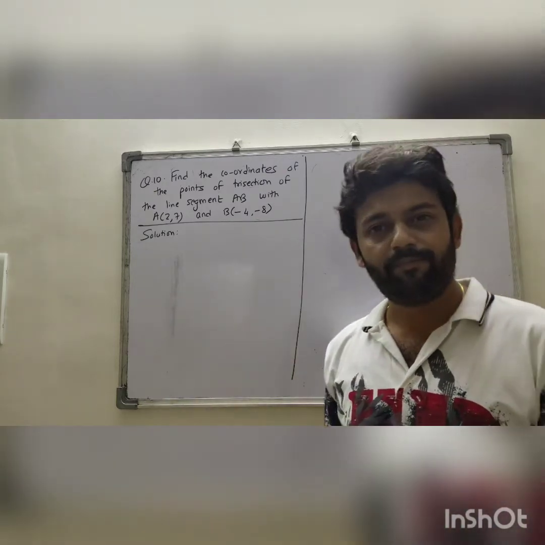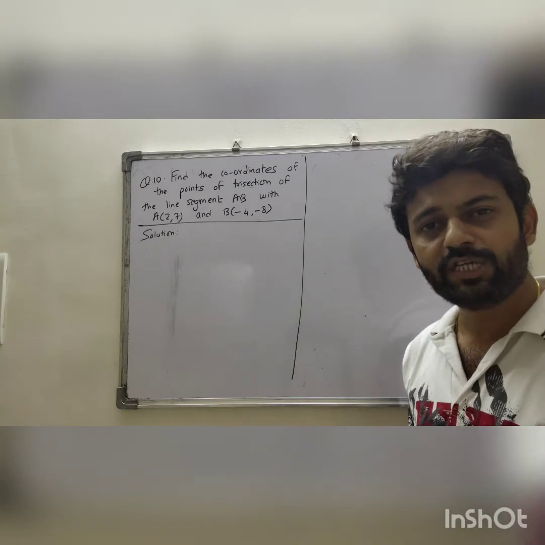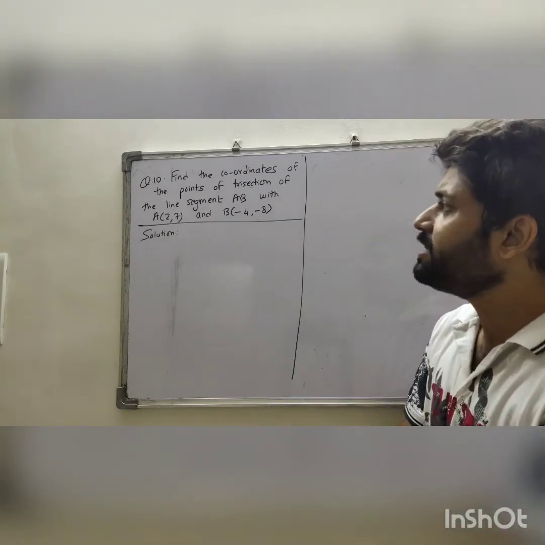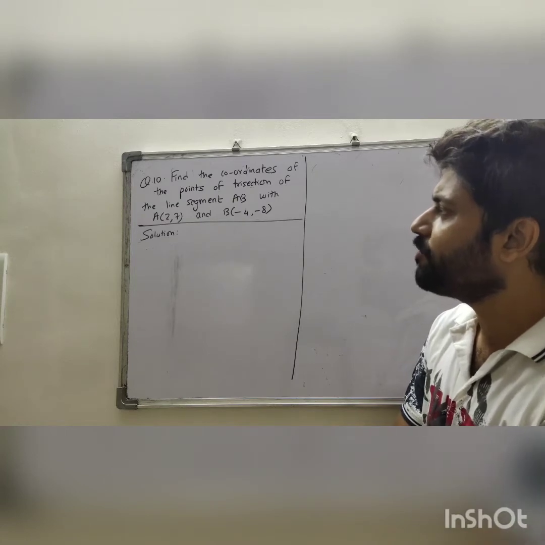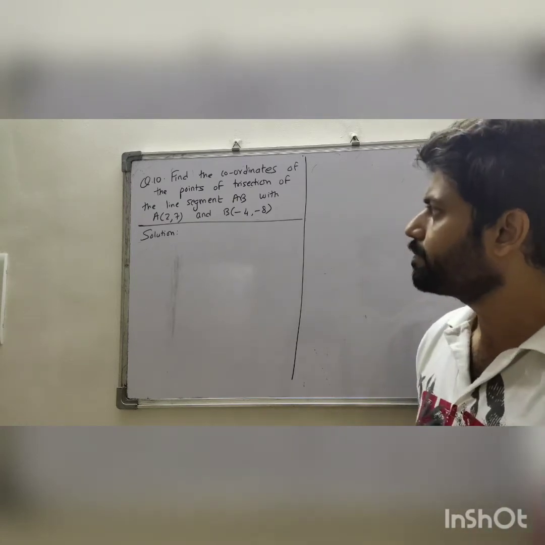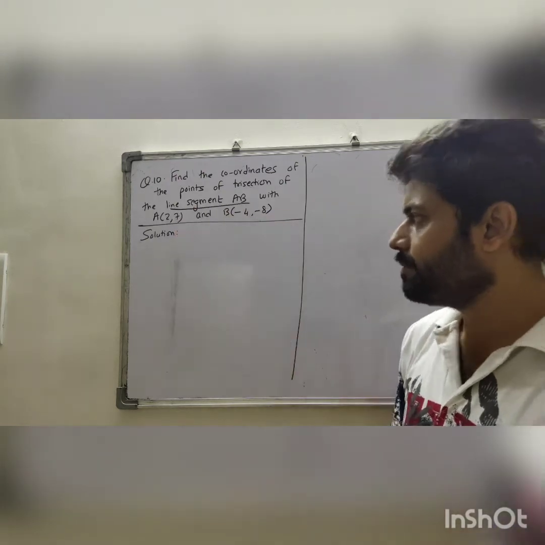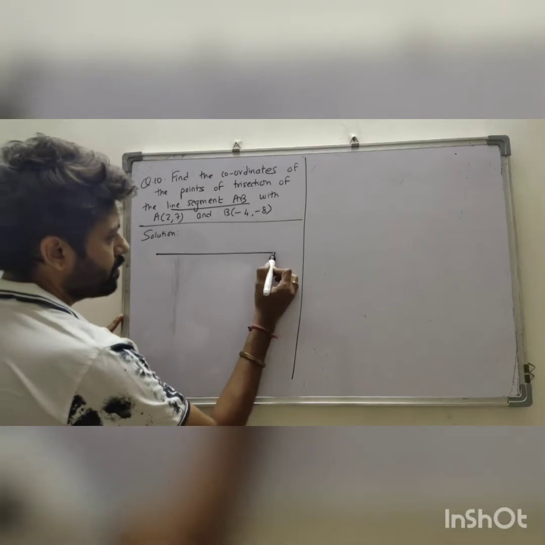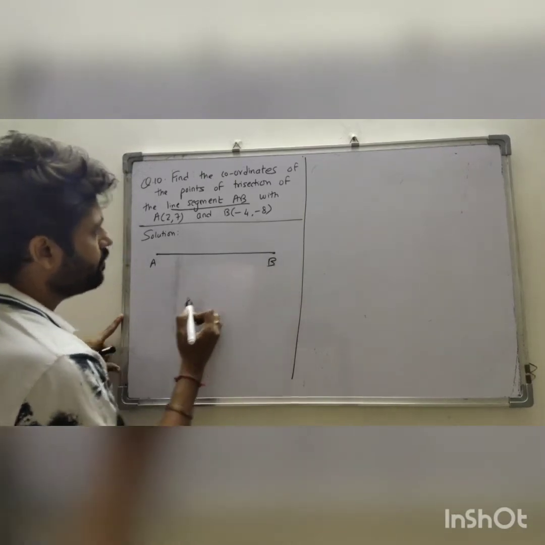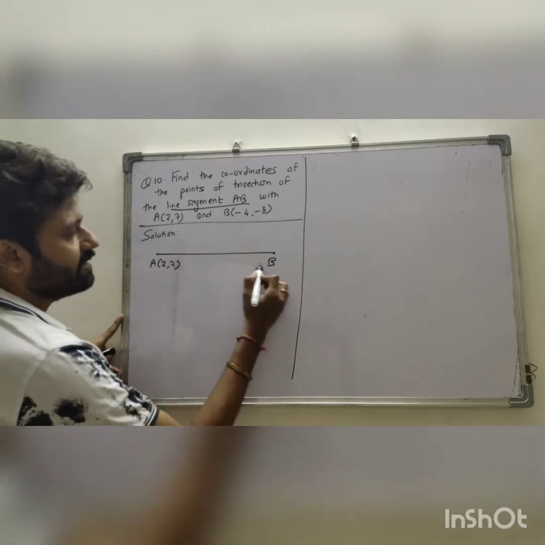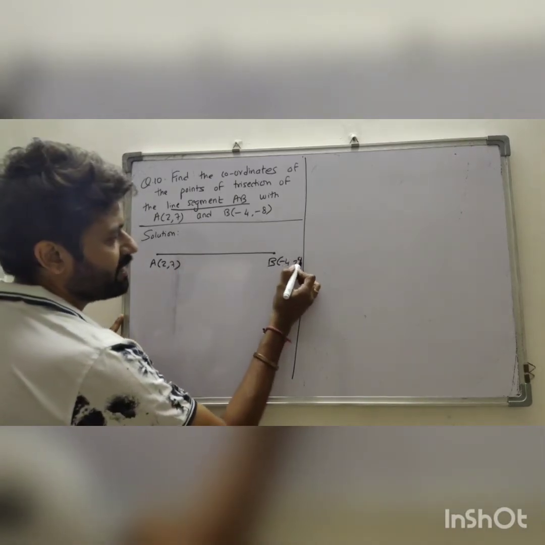Question number 10 is in front of you. I'm reading the question. You can check the question in your textbook also. Find the coordinates of the points of a trisection of the line segment AB with A and B. Line segment AB. Here is line segment AB whose coordinates are 2, 7 and minus 4, minus 8.